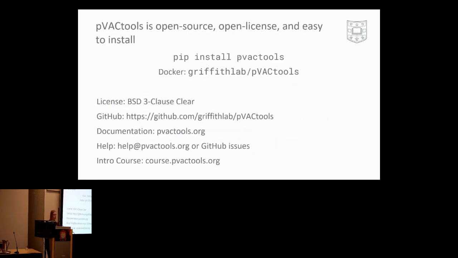pVACtools is open source, open license, and easy to install. Version releases are available on PyPI, GitHub, and Docker Hub. Documentation is available at pVACtools.org, and an intro course can be found at course.pVACtools.org.